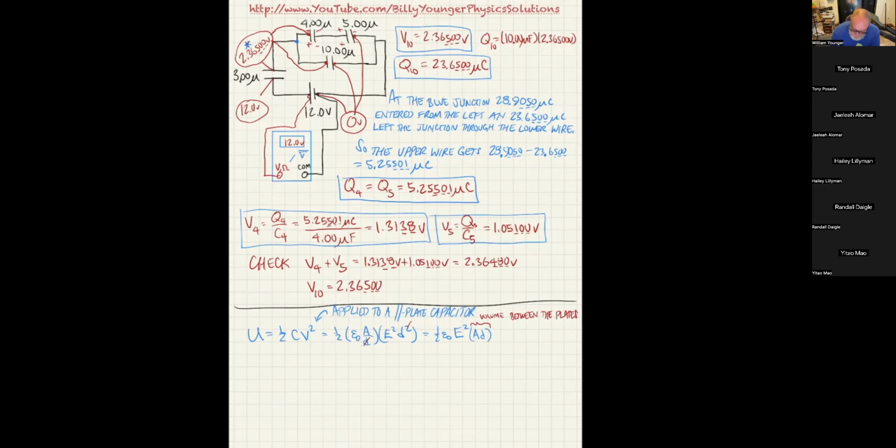So this allows us to have a new quantity, which is lowercase u, which is defined to be uppercase U per unit volume. So if you take the uppercase U and divide it by A times D, you end up getting 1/2 epsilon 0 E squared. And in fact, that is the energy density of any electric field.